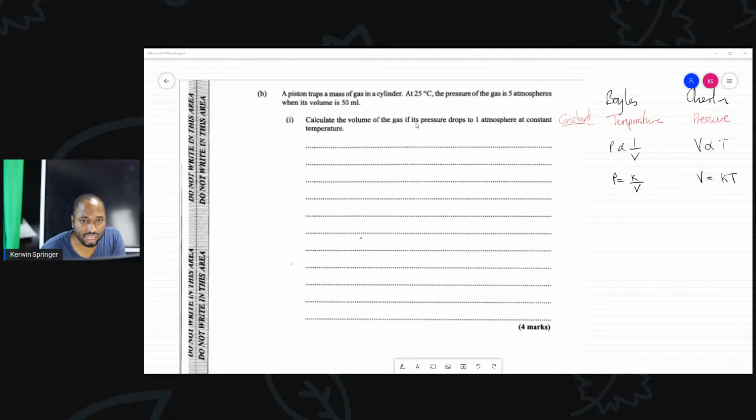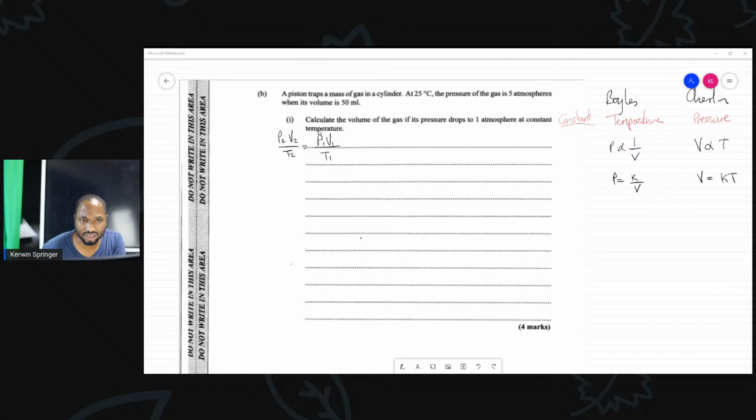Calculate the volume of the gas if its pressure drops to 1 atmosphere at a constant temperature. So you can use the P1V1 thing. P1V1 over T1 must be equal to P2V2 over T2. Normally, to make it look a little more logical, we put the P2 before the P1, so we get the final first. Understand? So you might just start off like that. And yeah, you could use Boyle's law and ignore that.